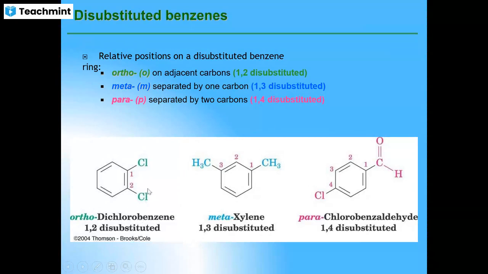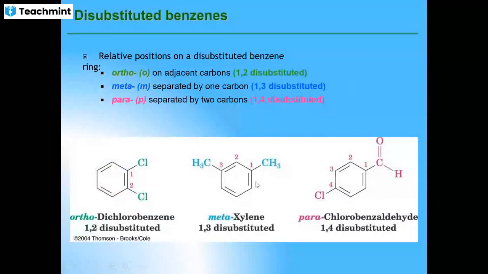So already it is given, 1,2 disubstituted, that is ortho-dichlorobenzene. The next one is meta, 1,3 position, 1,3 disubstituted, and para is 1,4. So in this para-chlorobenzaldehyde, you can see the 1,4 position: different substituents are present at the first and fourth carbon atoms. So this is 1,4 disubstituted.